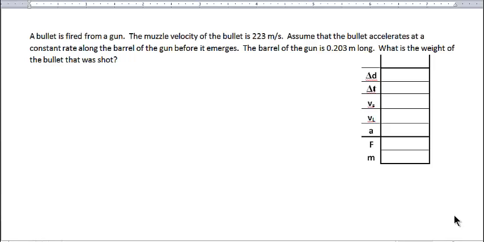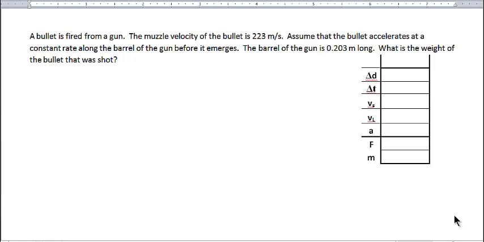Muzzle velocity is how fast a bullet's going when it exits the gun or rifle or whatever it is that it's being shot from. Assume that the bullet accelerates at a constant rate along the barrel of the gun before it emerges. The barrel of the gun is 0.203 meters long. What is the weight of the bullet that was shot?